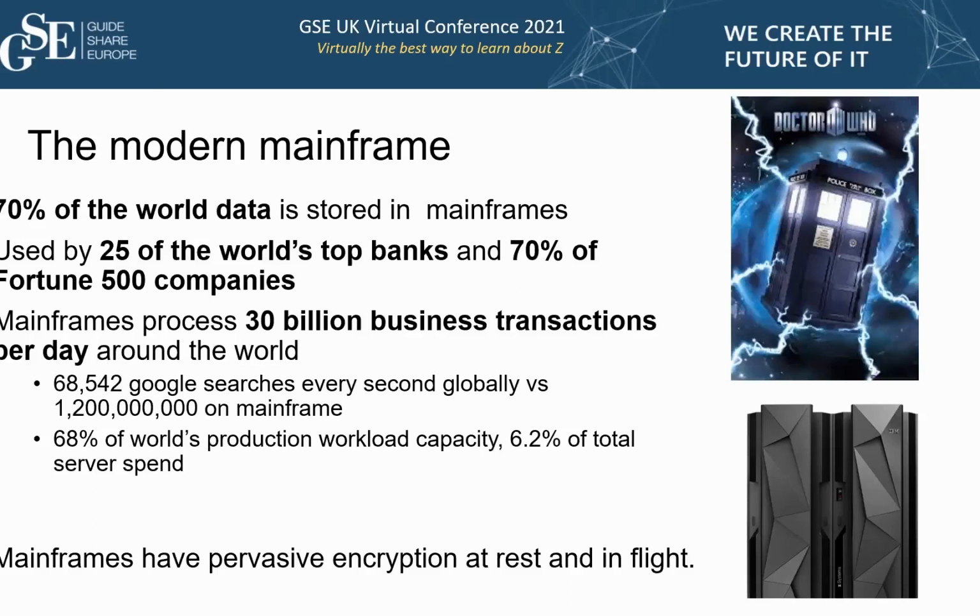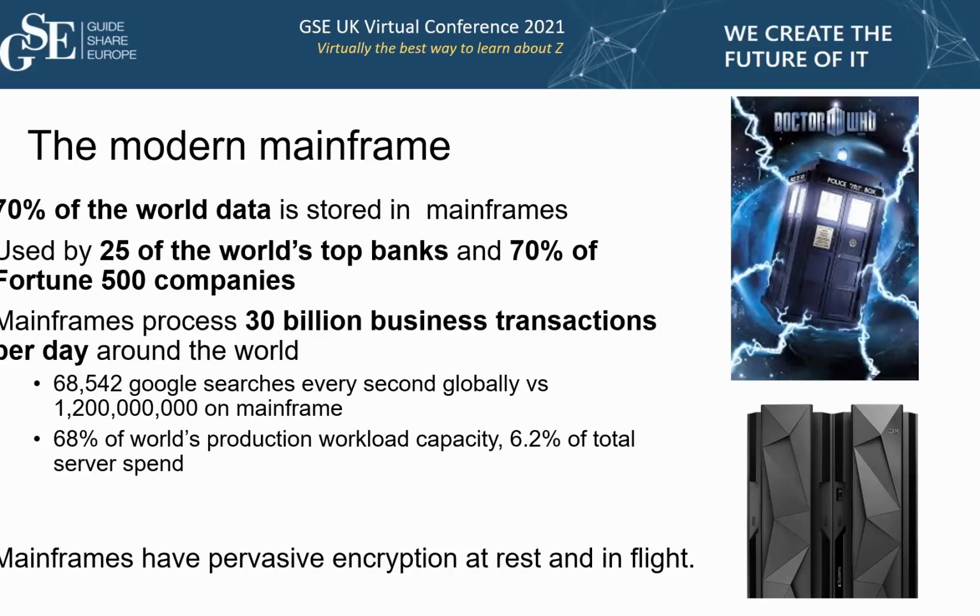Mainframe was given as dead when I joined IBM in 1999. It was given as gone. After 22 years, still 70% of the world data are stored on mainframe. And as you can see, some numbers, 25 of the world's top banks use mainframe. And even in terms of power, everyone knows Google, and everyone possibly uses Google every single day for a search, and Google is able to do 68,542 searches every second globally. On mainframe, you can see how many transactions run in the same time.